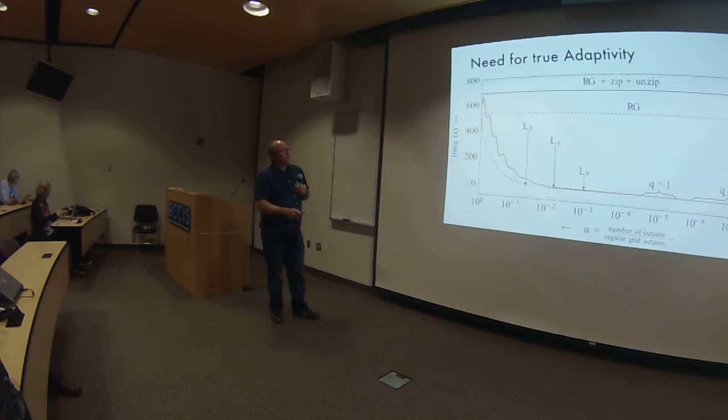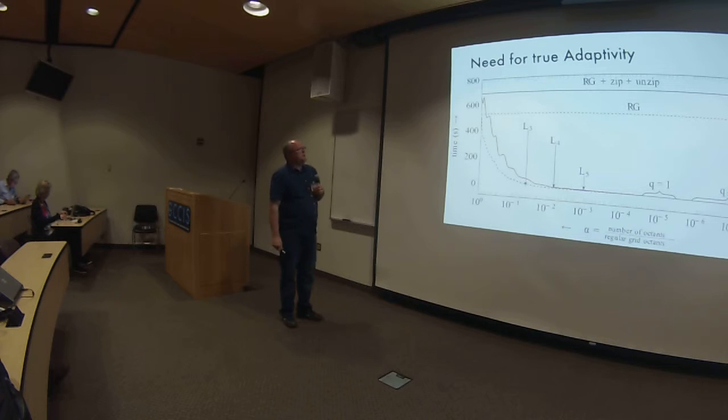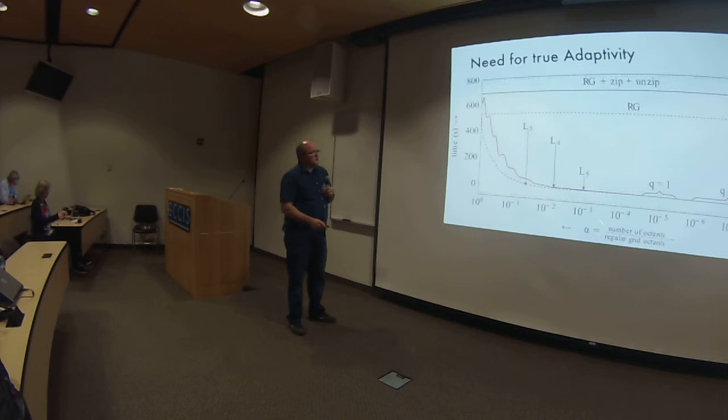If we had just a regular grid, then the time to solution would be this dashed line right here. If we add in this extra overhead of doing the zipping and unzipping, that adds roughly 20% more time, and it gets us this black solid line. The lines shown here are for different types of resolution. What's actually plotted on the horizontal axis is the number of octants in the tree versus the number we would need for a regular grid.